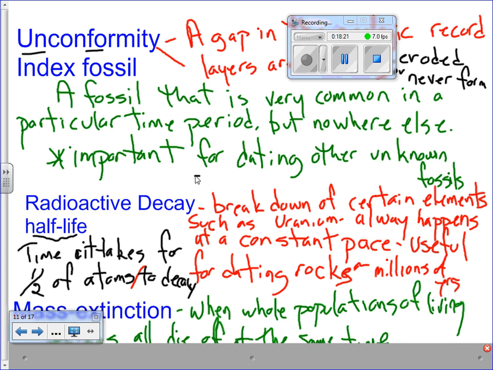All right, and then these two are really less important. We end up not having a ton of time to spend on these, but radioactive decay and half-life, that's just how they actually find how many million years old something is.